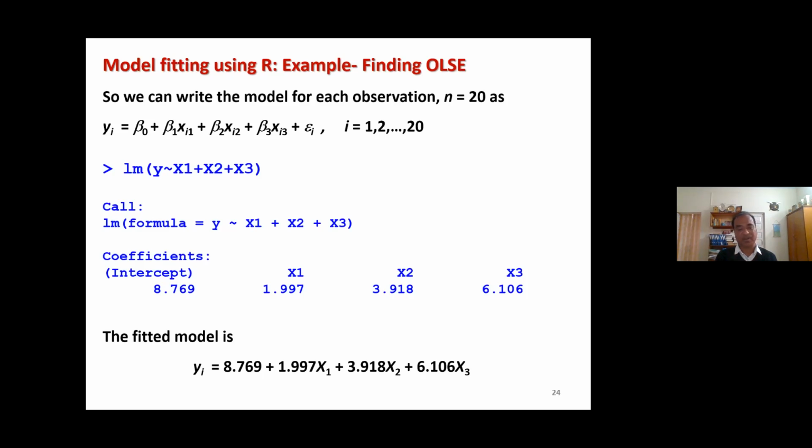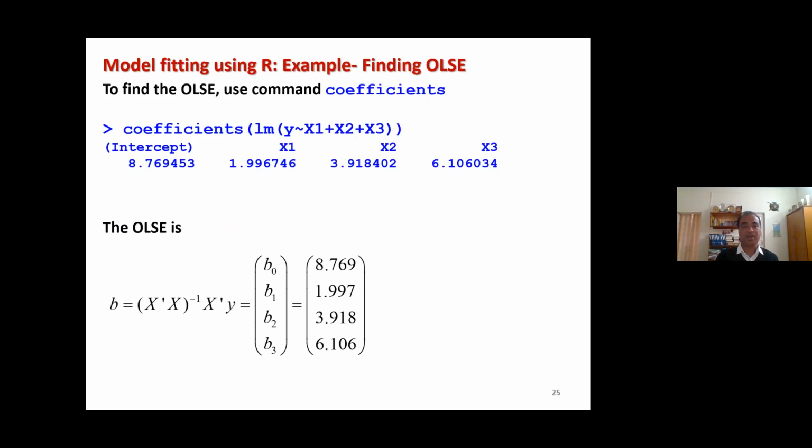So this is how we interpret, and your model becomes y is equal to 8.769 plus 1.99 x1 plus 3.91 x2 plus 6.10 x3. This is how you can obtain the model. If you simply want to obtain the coefficients, usually you will have a command, and you can take out these values. These are the values of x transpose x whole inverse x transpose y.